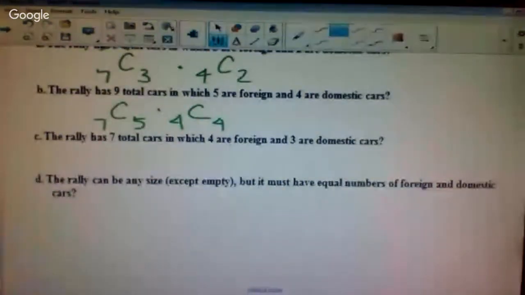Okay, I need 4 foreign and 3 domestic. 7C4 times 4C3.